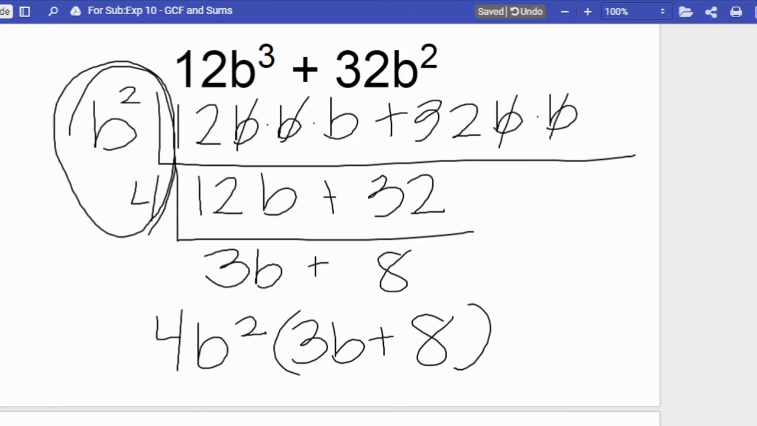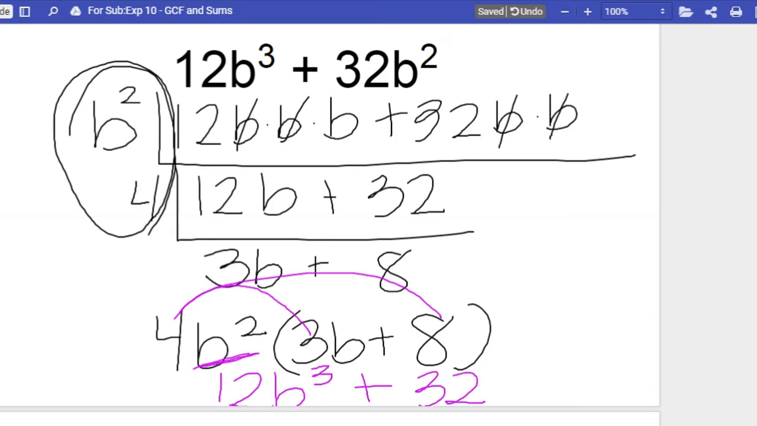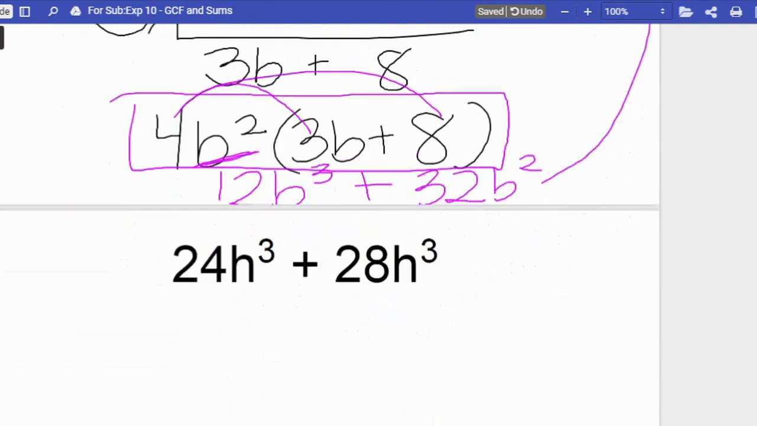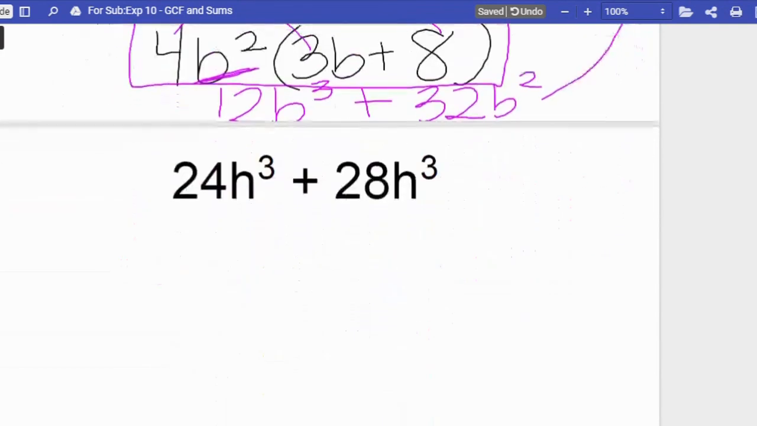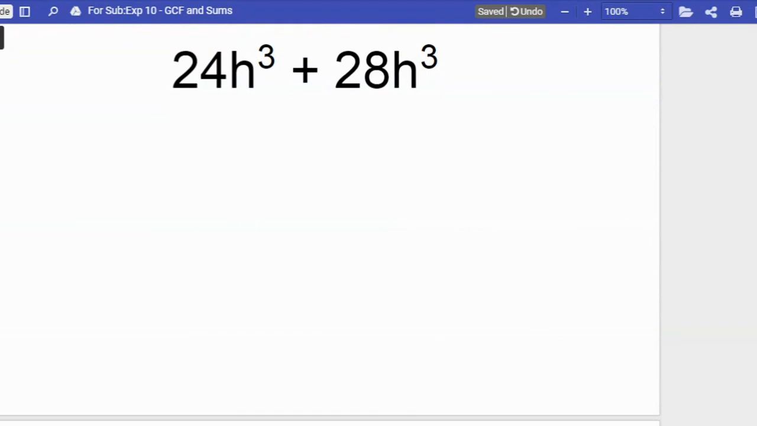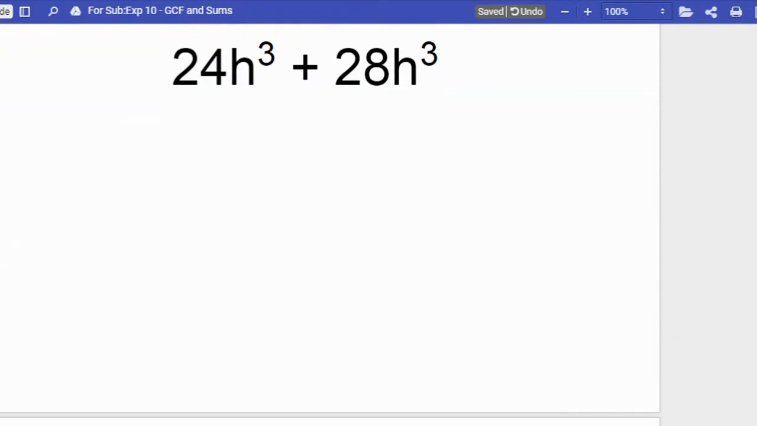Okay, we check it using the distributive property. So 4 times 3 is 12 B squared, and we have another B, so that's B cubed, plus 4 times 8 is 32. And this B squared comes through back to my original. So 4B squared, parentheses, 3B plus 8 is my answer. Okay, pause the video and try this one. When most of you are done, we'll press play and you can check it.